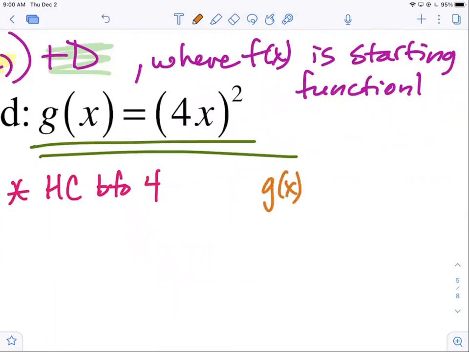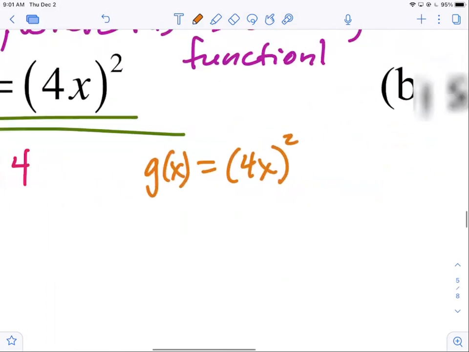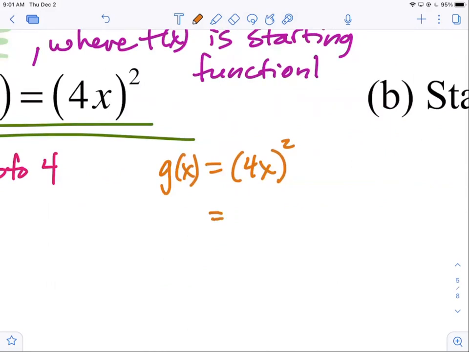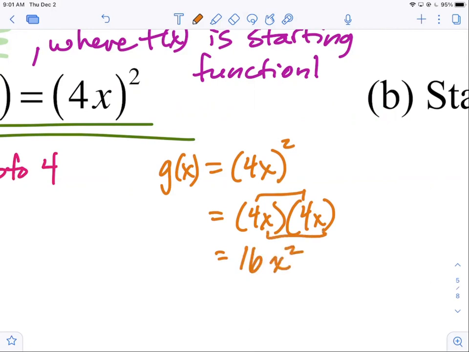Let's come over here and write G of X equals quantity 4X squared. Every function is going to be unique. I want to essentially try to rewrite this a different way. So 4X quantity squared. Can we simplify that? Well, I can't just get rid of it, but I can't really divide it. But I could say that 4X quantity squared is the same as 4X times 4X, yes? And then now I can multiply like factors. What's 4 times 4? 16. X times X is X squared.